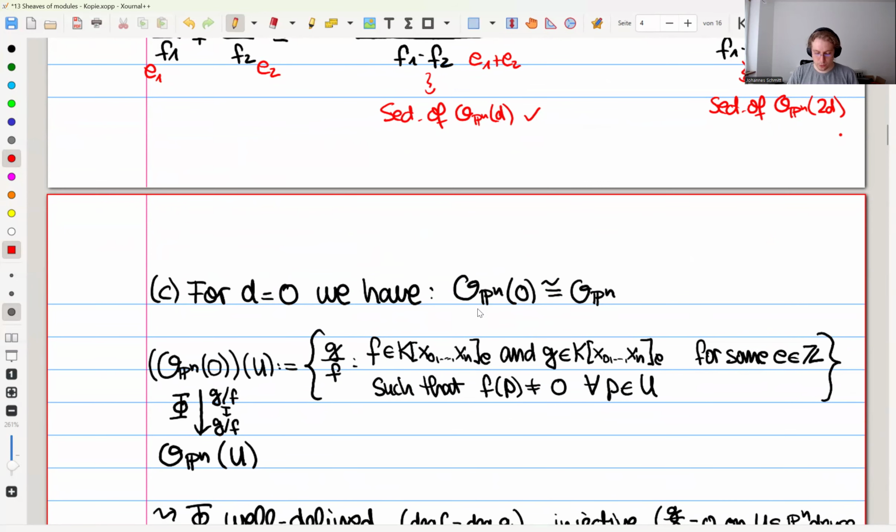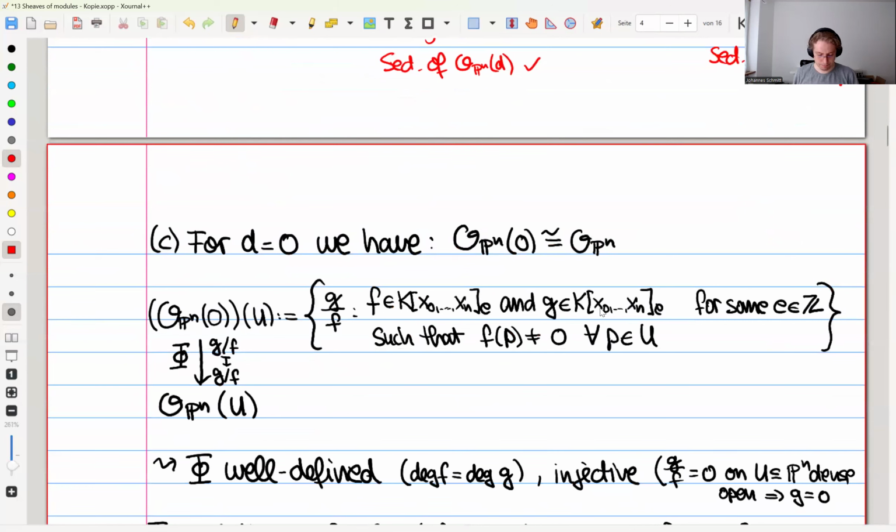The claim is for D equals 0, we actually have that this sheaf here is isomorphic to OPN, just the structure sheaf. We get back the structure sheaf of PN. And the map looks pretty simple. You just have a section here on U given by G over F. And then by definition, this means that F and G are of the same degree, this would come plus D, but we are in the case D equals 0. So actually, those two things have the same degree for some E, and the denominator doesn't vanish anywhere.